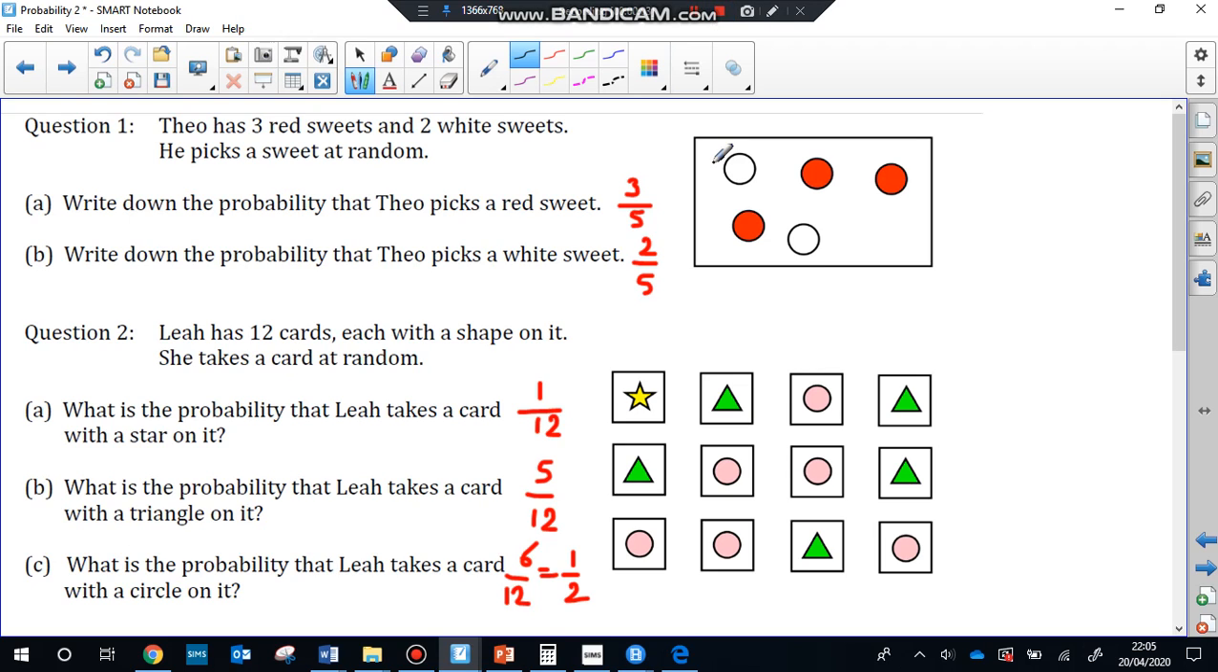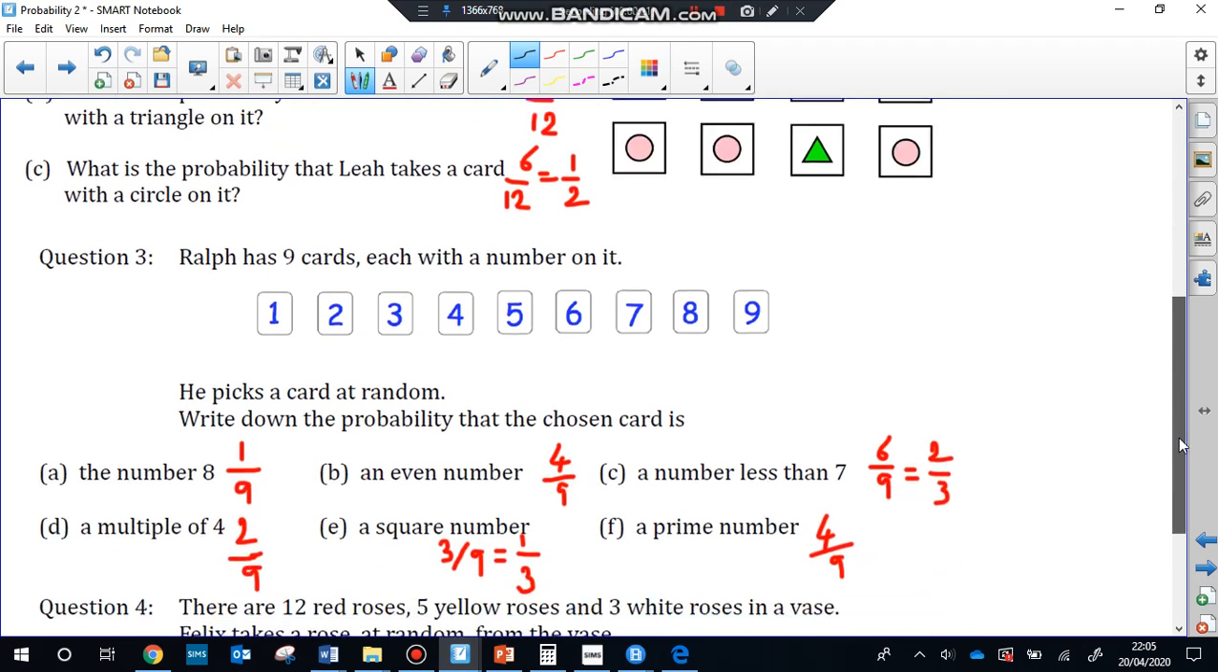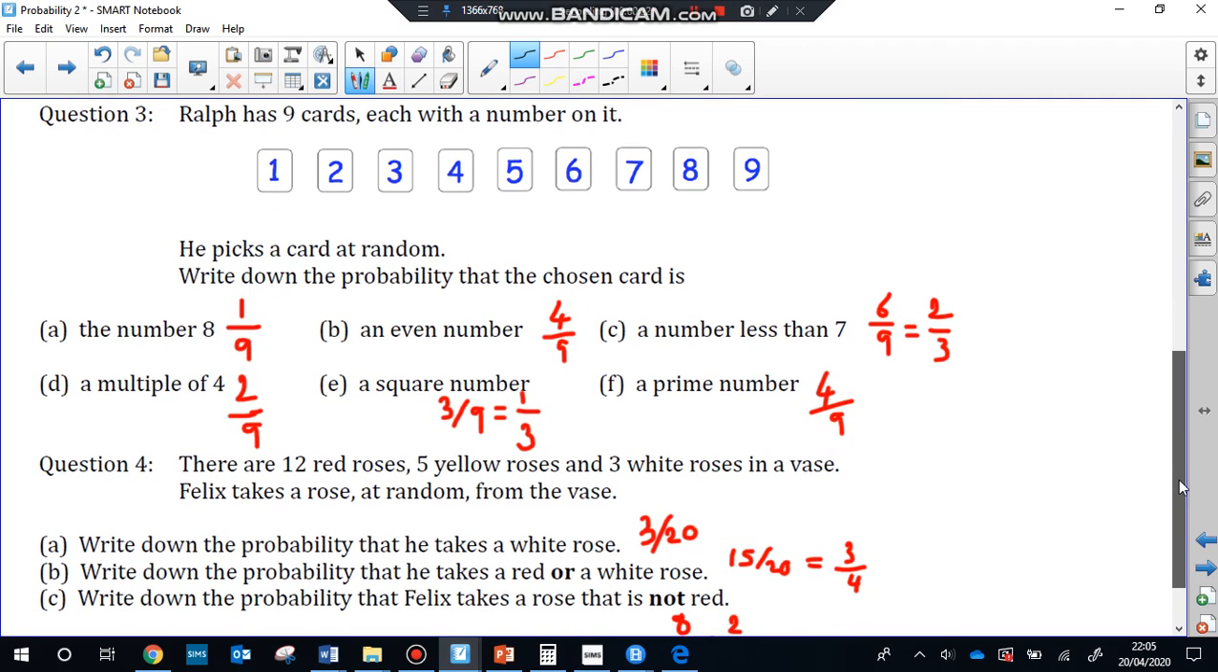So first things first, we're going to mark yesterday's work. So if you just get that in front of you and just check your answers. This is questions 1 and 2, so just pause your video, give yourself a chance to mark your work. Then we'll move down, here's question 3. Again, just mark what you've done.